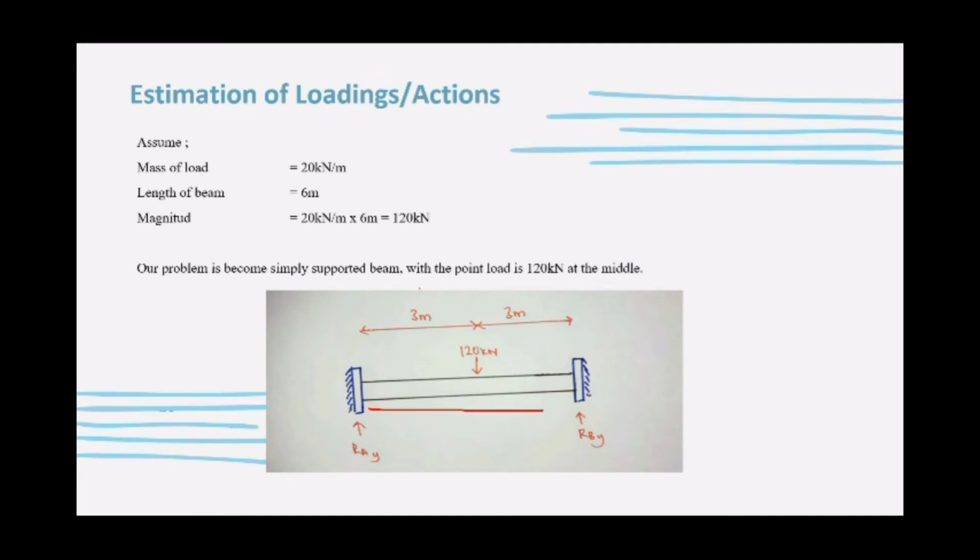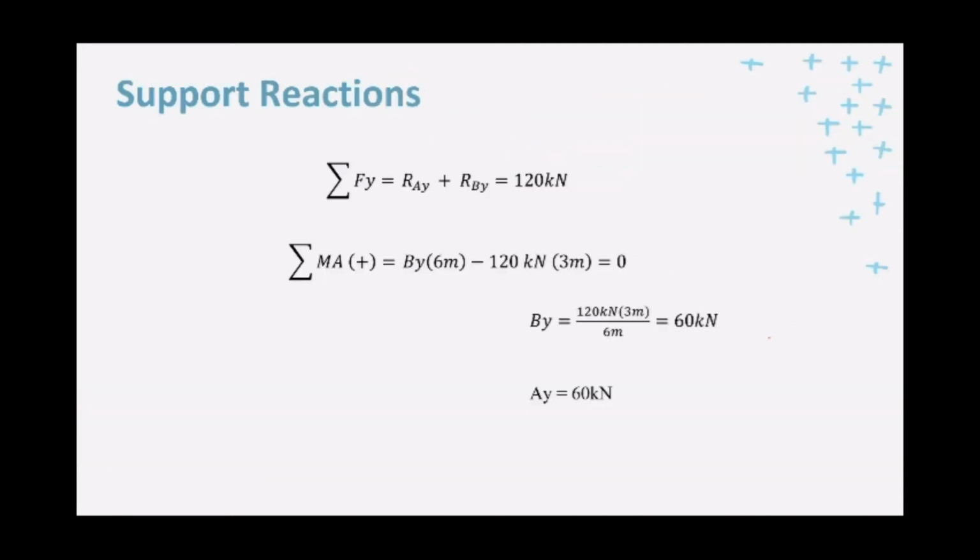So my problem becomes a simply supported beam with a point load of 120 kilonewton in the middle. So this is my support reaction according to the formula, RAY plus RBY is 120 kilonewton. So why do we get this? 60 kilonewton times by 2, it also becomes 120 kilonewton, to determine whether it is in the middle or not.